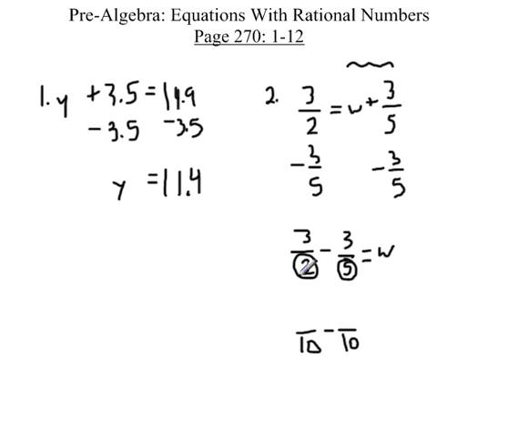And the way you get to 10 from the 2 is to multiply by 5. So you're going to multiply 3 by 5 to get your new top number, which is 15. And over here, the way you get from 5 to 10 is to multiply by 2. So you multiply that 3 by 2 to get your new top number, which is 6. And that will equal w. Since you have a common denominator, your answer will be over 10. So w equals 15 minus 6, which is 9, over 10. And that's your answer. So there's 1 and 2.